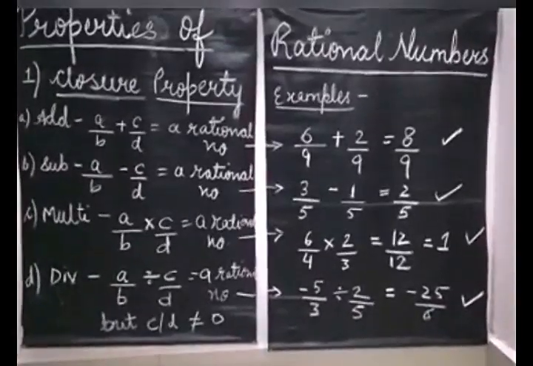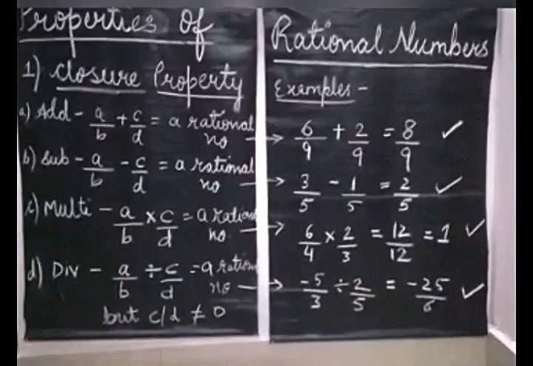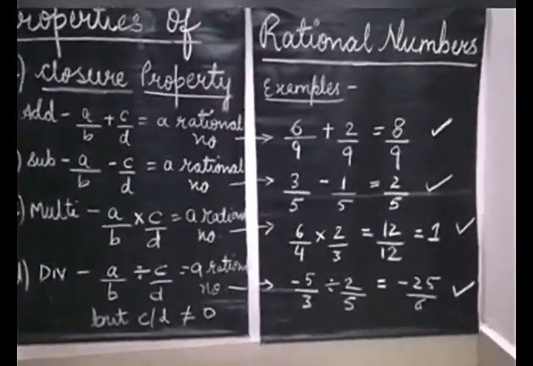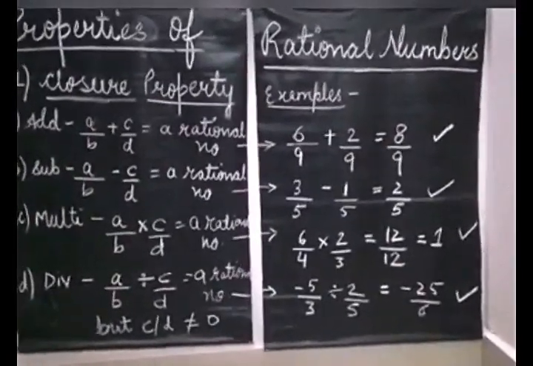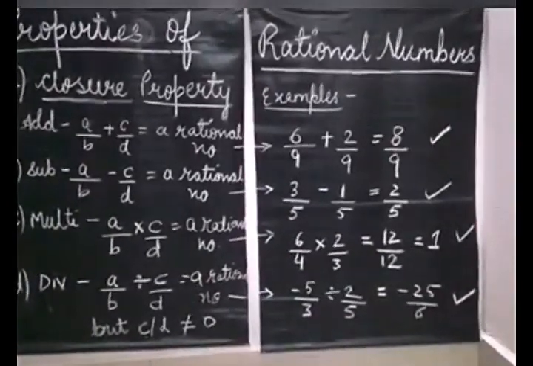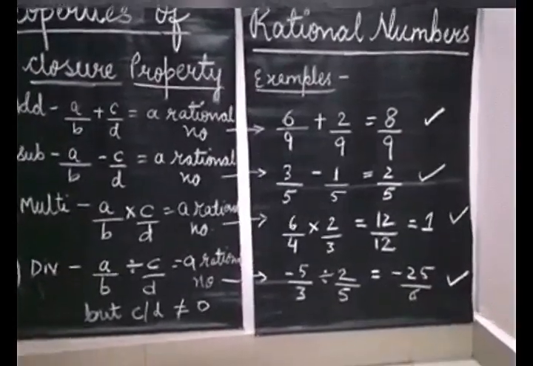Now let us check in case of division. A upon B divided by C upon D, the answer must be a rational number. See the following example. Minus 5 upon 3 divided by 2 upon 5. I hope you all know how to solve this type of question. You get the answer minus 25 upon 6.